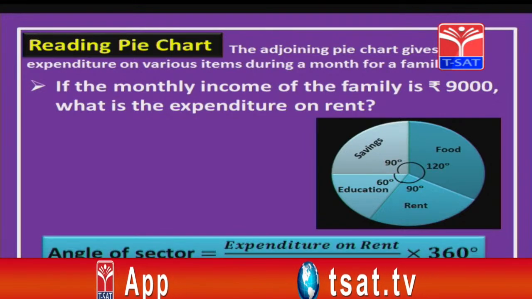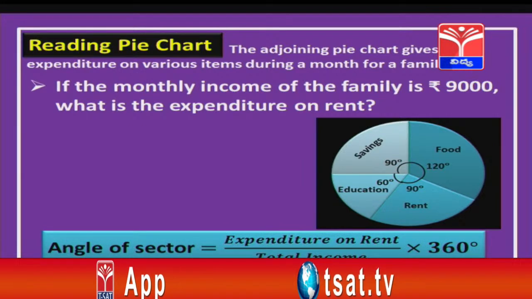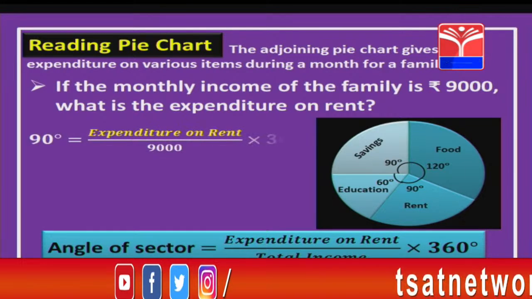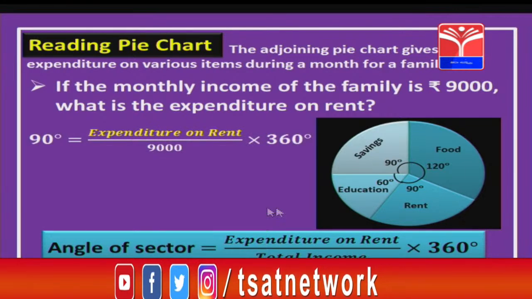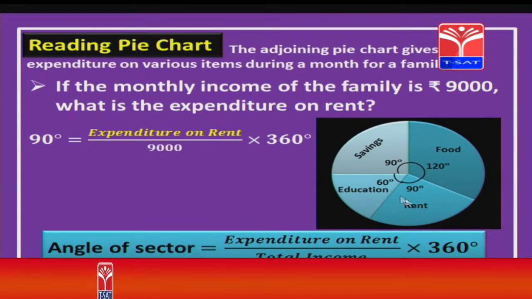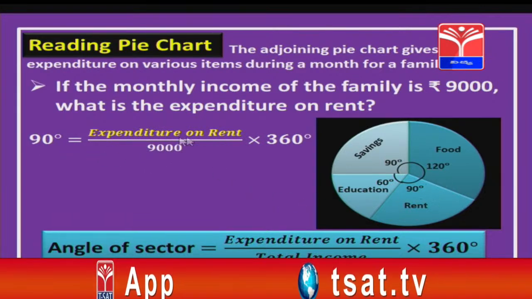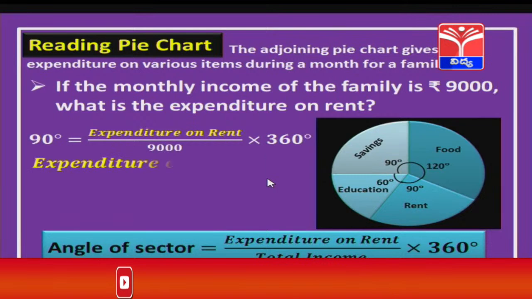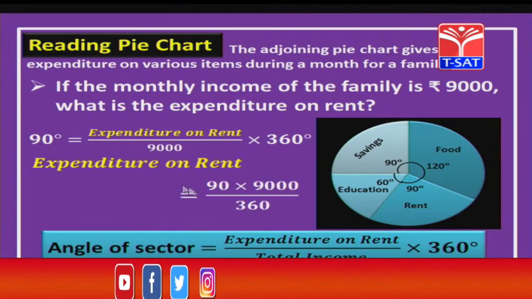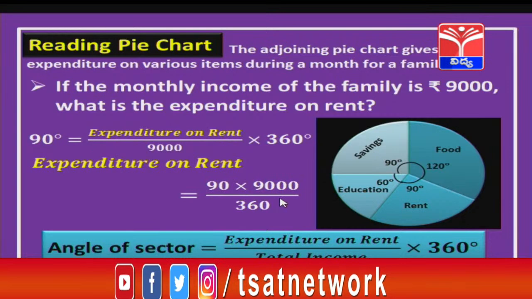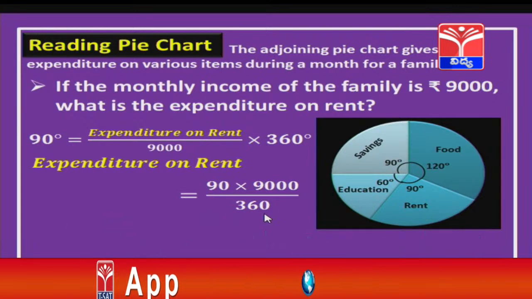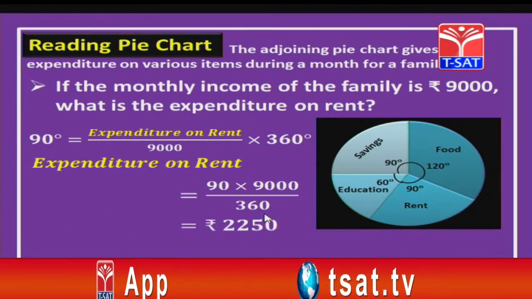Let us see. So we already learnt the angle of sector formula, that is expenditure on rent divided by total income into 360 degrees. Let us substitute these values. So what is the angle for rent, children? 90 degrees. So 90 degrees equals expenditure on rent by total income, 9,000, into 360. Now let us find out expenditure on rent. On cross multiplication, 90 into 9,000 divided by 360. On simplifying this, you will get 2,250. So this is the rent he has to pay every month.